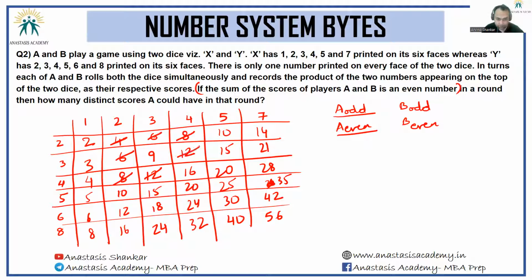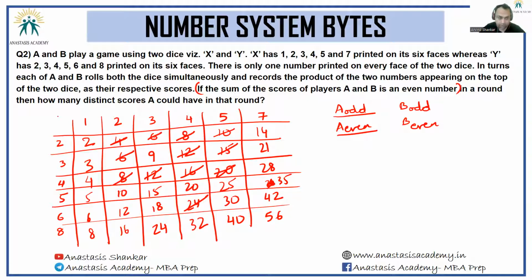12 is already available, gone. 16 is already available, so gone. 24 is 3 times 8 or 4 times 6, so gone. 10 is already available, 2 times 5, 5 times 2, same values. 15 is 3 times 5, 5 times 3, already available. 20 is 4 times 5, 5 times 4, already available. 25 is not available anywhere. 30 is not available anywhere. 40 is not available anywhere. Everything in the last column would be different because these are the only numbers that are multiples of 7.